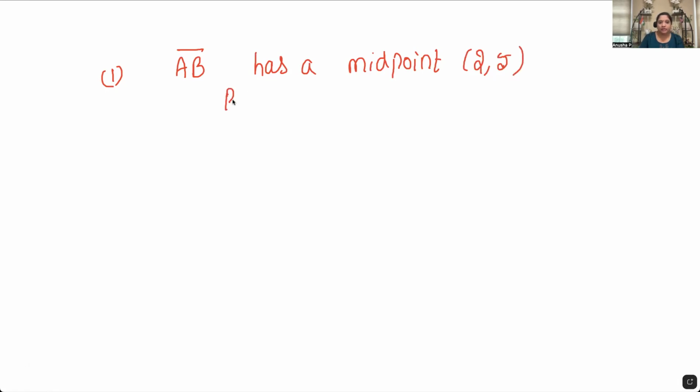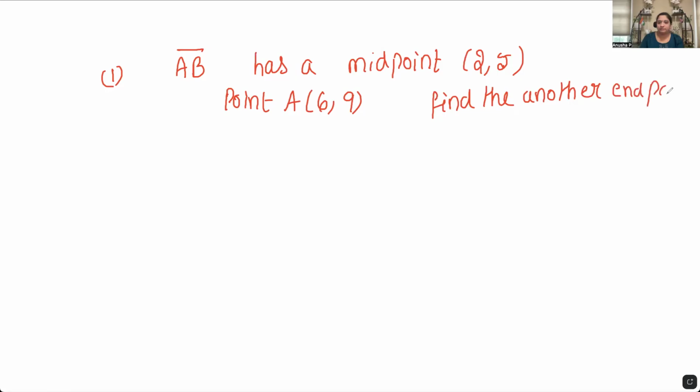For example, the first question: the line segment AB has a midpoint 2 comma 5, and the point A is 6 comma 9. Find the other endpoint.